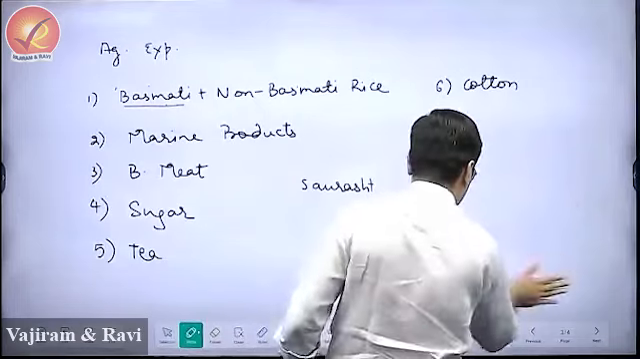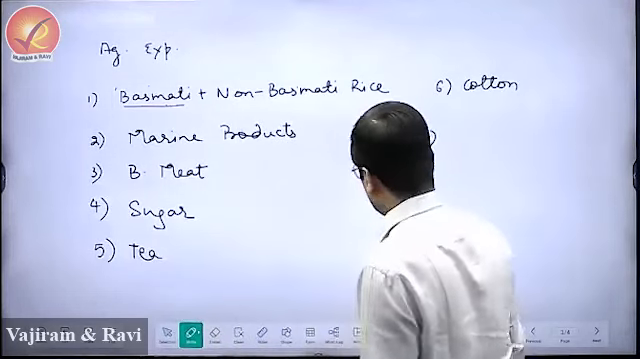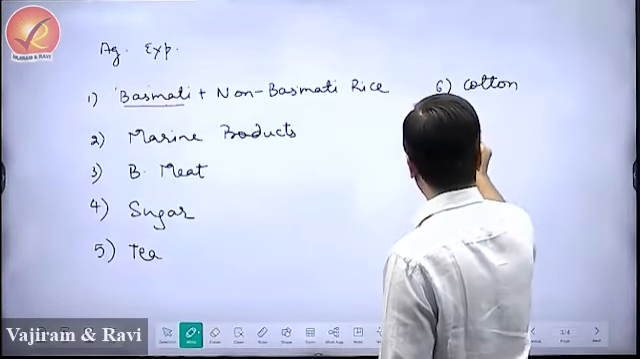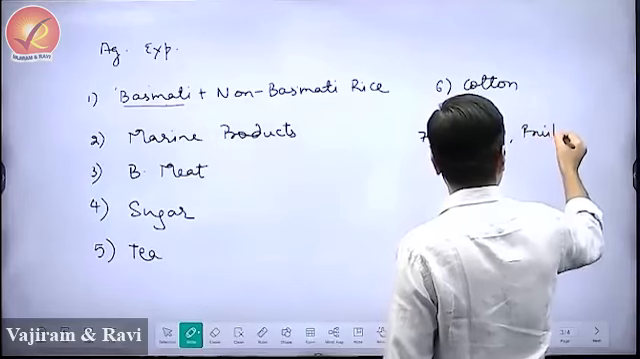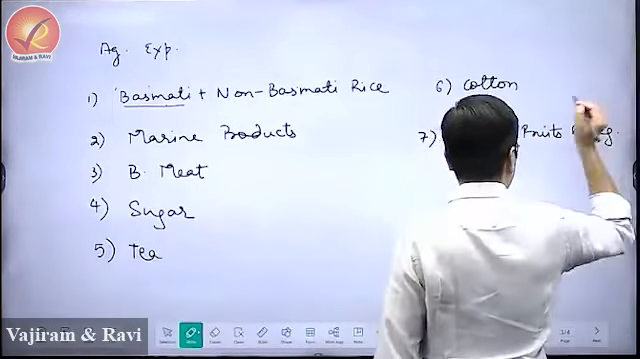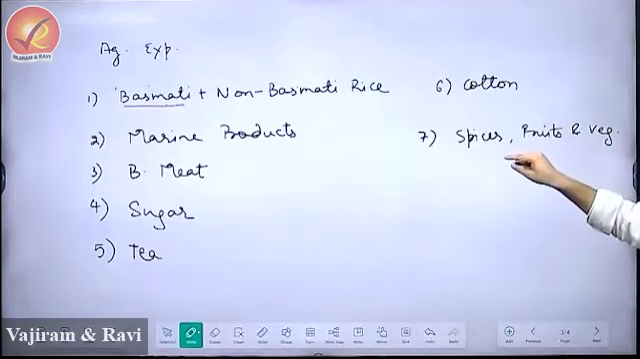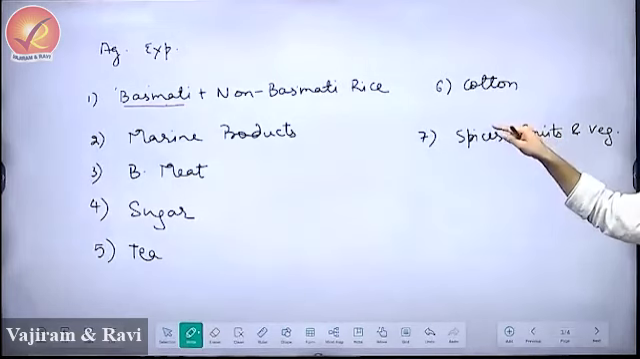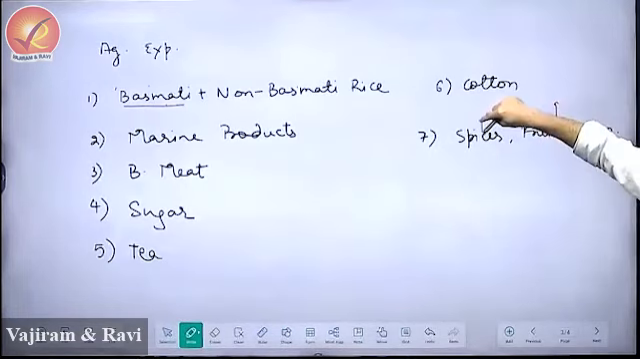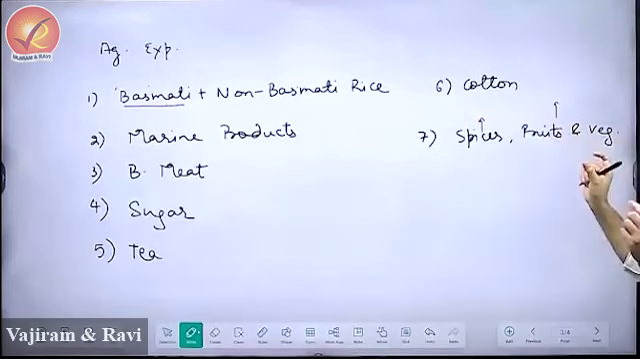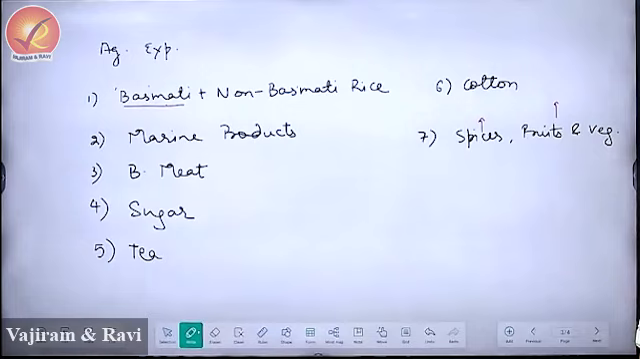Then when we look at the exports, we export some amount of spices, and some amount of fruits and vegetables. The value of fruits and vegetables exported is very high, and the value of spices that are exported is also very high. But when you look at spices, we import a lot of spices as well. We import a lot of fruits and vegetables as well.